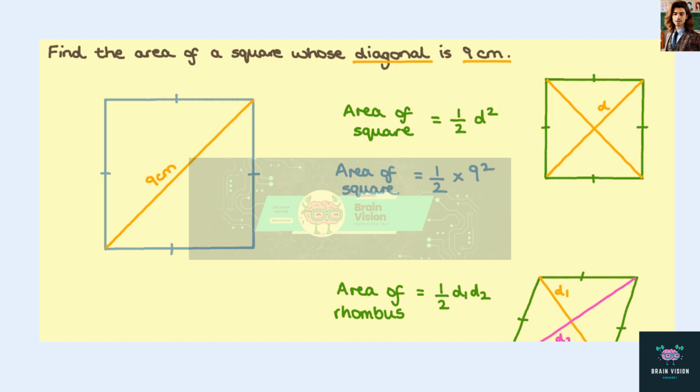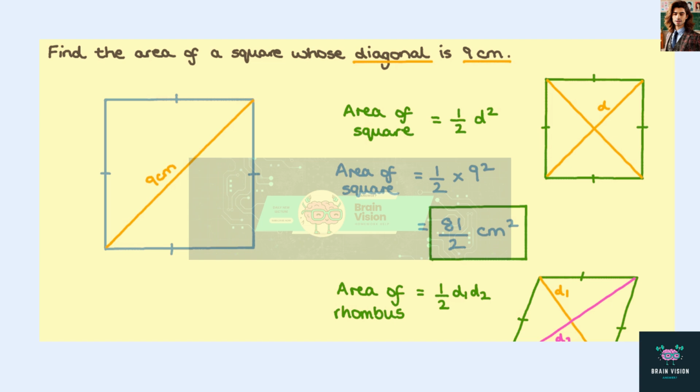Returning to our earlier formula and substituting 9 for the length of the square's diagonal gives that the area of this square is a half multiplied by 9 squared. 9 squared is 81, so this simplifies to 81 over 2. The units for area are square units, so we have that the area of the square is 81 over 2 square centimetres.